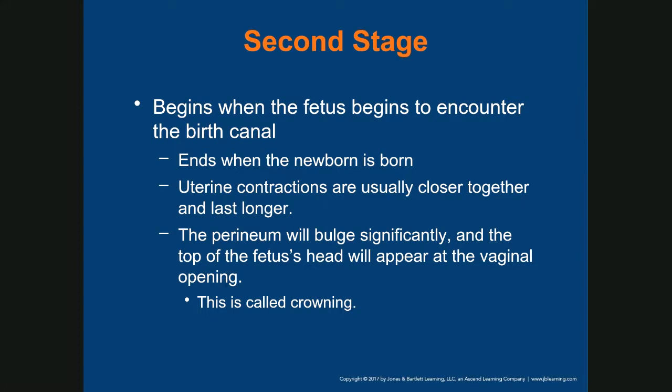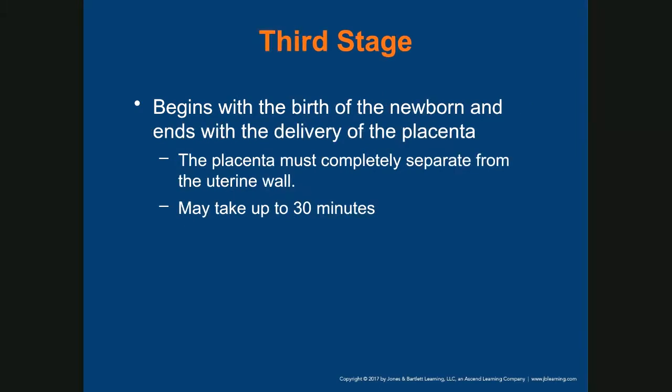Now the second stage begins when the fetus begins to encounter the birth canal, right? Ends when the newborn is born. Uterine contractions are usually closer together and last longer. Now at this stage, we definitely need to support the perineum. We don't want the perineum to tear. The perineum will bulge significantly and the top of the fetus's head will appear at the vaginal opening. This is called crowning.